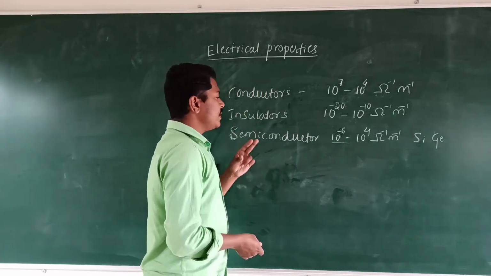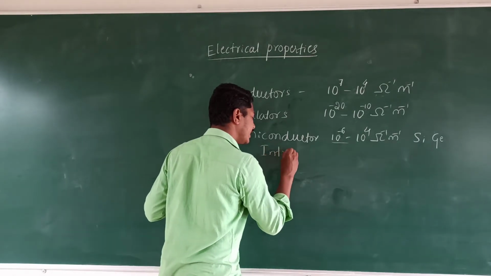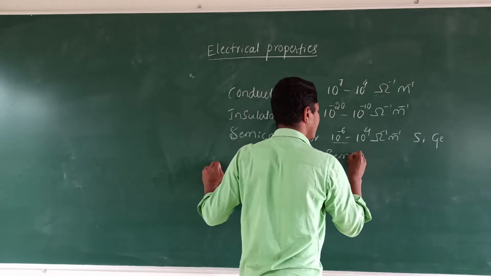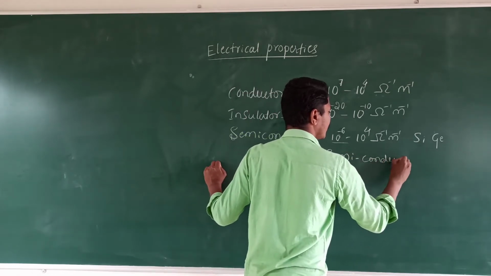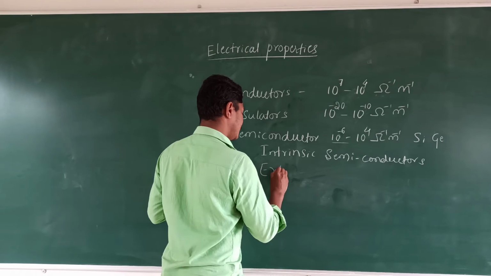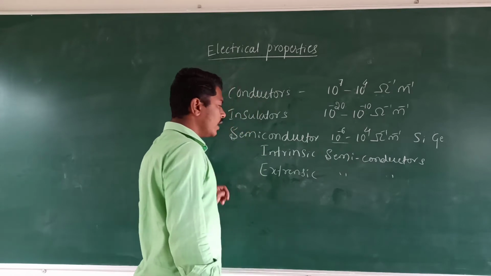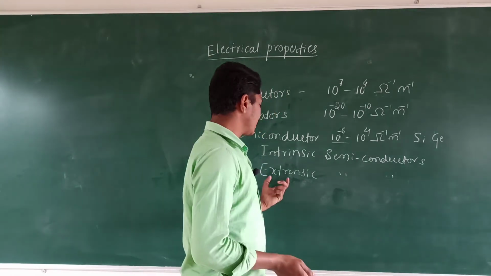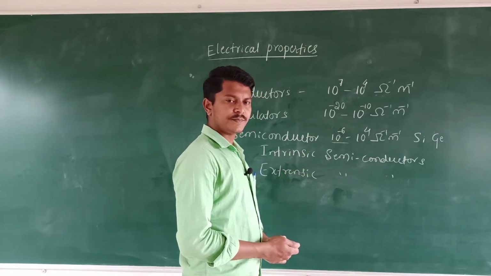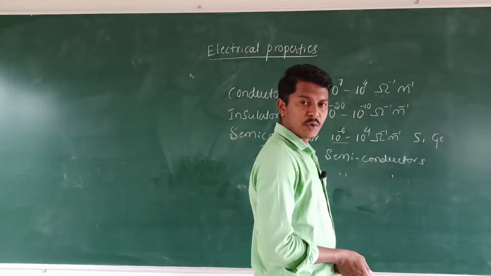Semiconductors are of two types: intrinsic semiconductors and extrinsic semiconductors. What do you mean by intrinsic semiconductors? These are pure semiconductors, not having impurities.